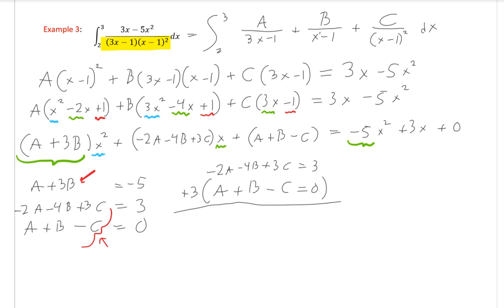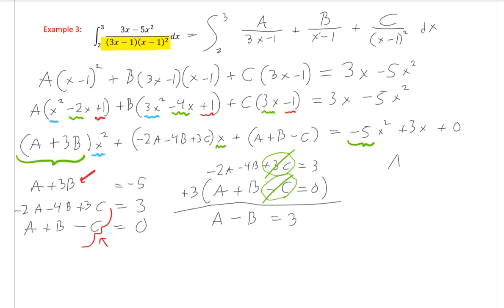The reason I add 3 is because my goal is to eliminate this plus 3c. I see that I have a minus c, so if I multiply that by 3, I get 3c minus c, so those will cancel. However, resulting from this, I get minus 2a plus 3a will give me a singular a. Minus 4b plus 3b will give me a minus b. And 3 plus 3 times 0, which is 0, I just get 3 overall. So I get a minus b equals 3.